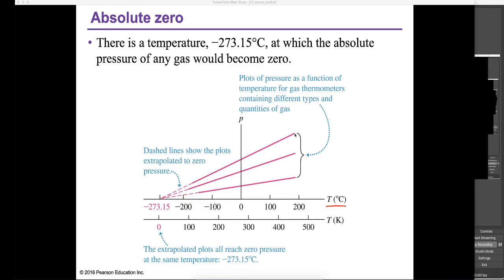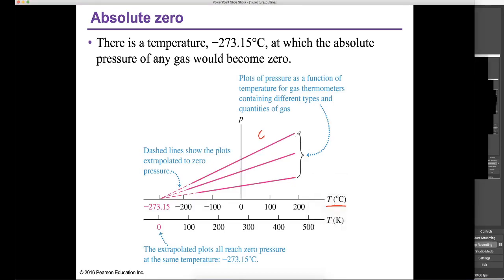If you put some gas in a container, you can measure the pressure from the gas to the wall of the container, and you will see the pressure will decrease when the temperature is decreased. So for example, each line is a different type of gas. Let's use a pen here.